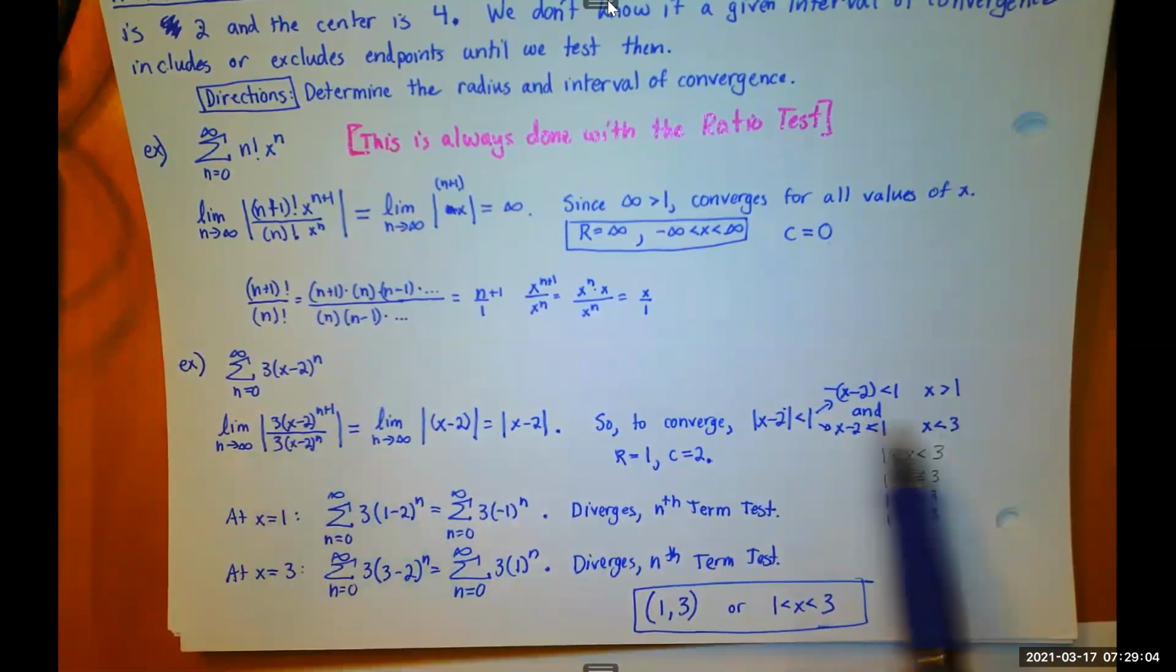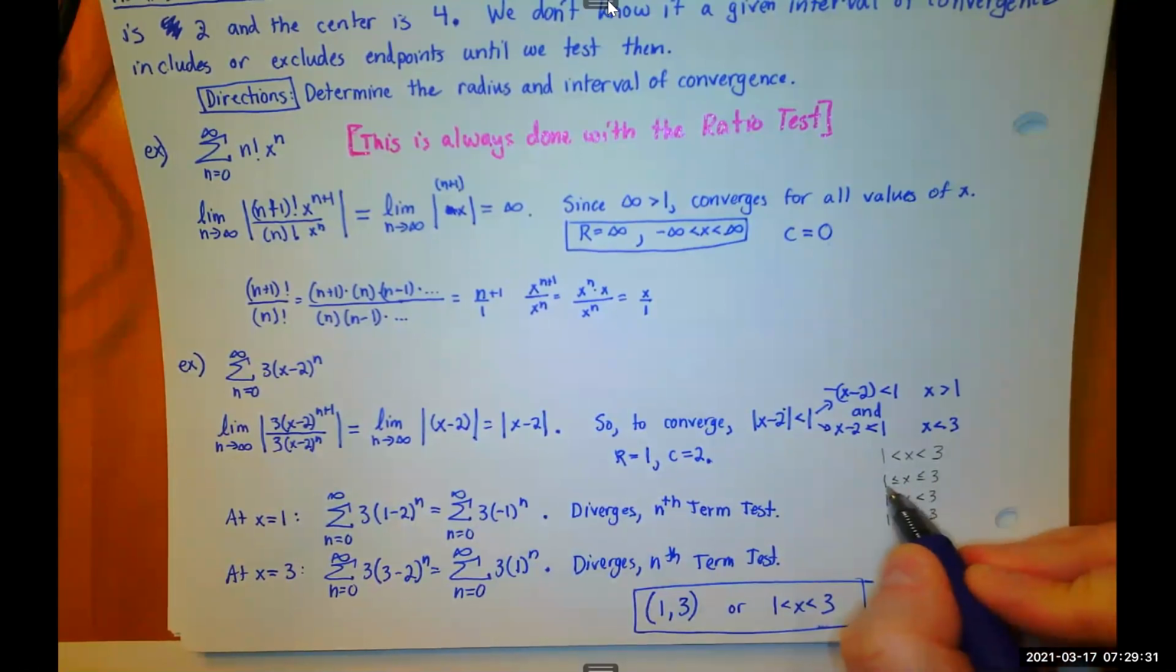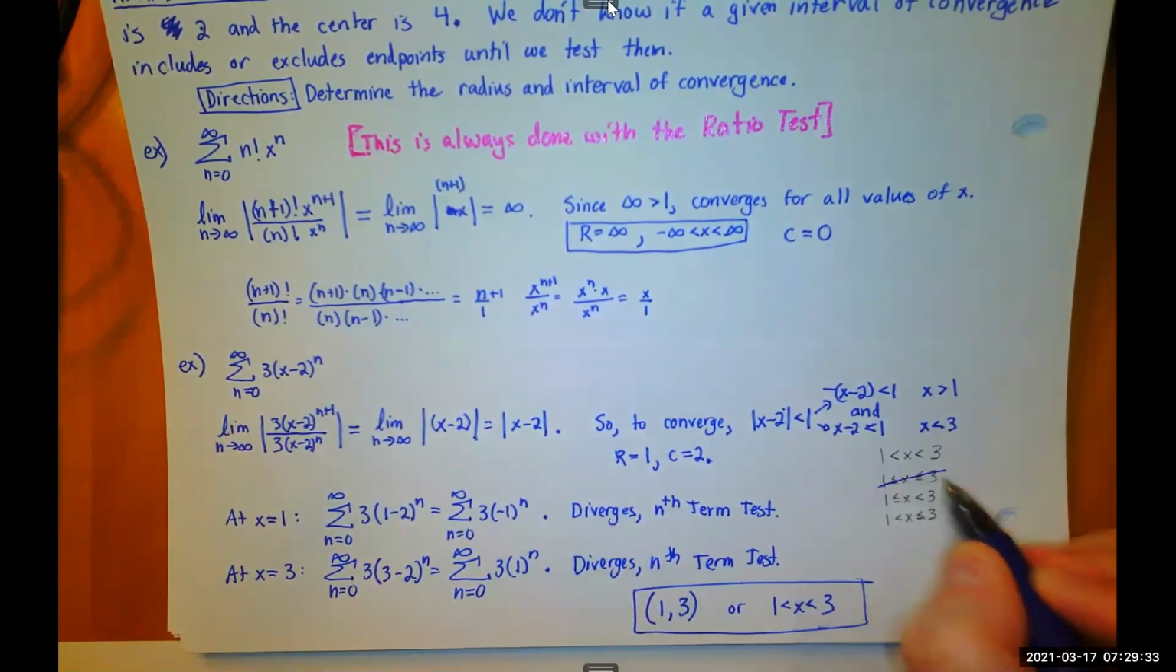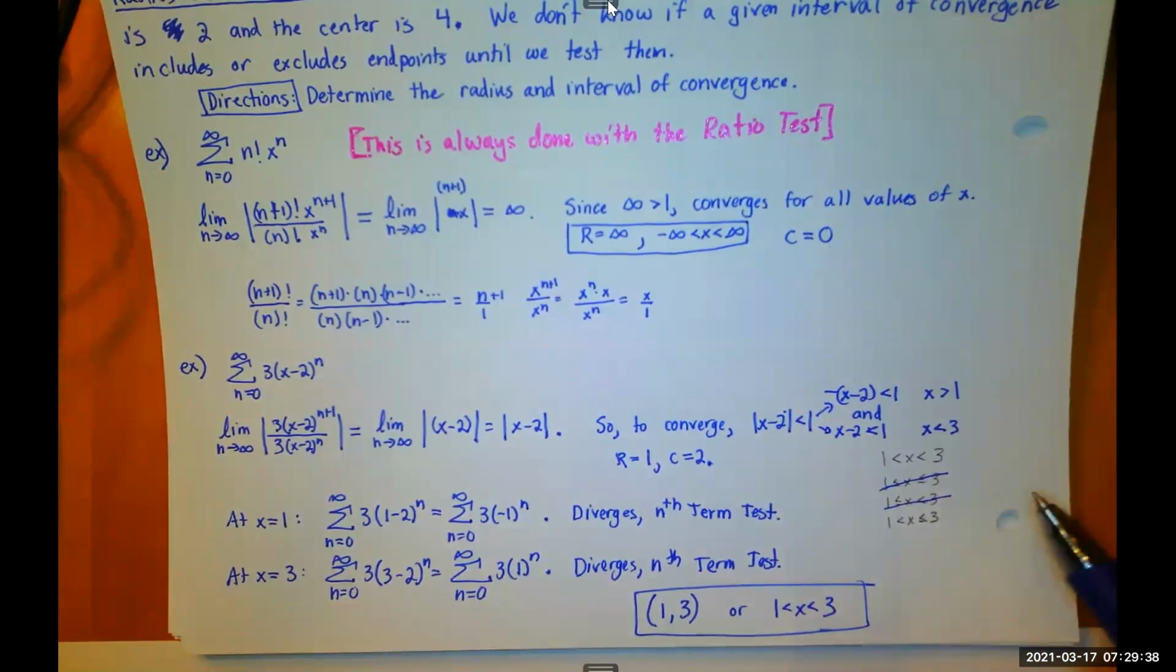So what I literally do is I take 1, I substitute 1 in. So I have 3 times 1 minus 2 to the nth power. 1 minus 2 is -1. So I have 3 times -1 to the nth power, and I have to use a series test on it. Any series test that applies will do. I chose to use the nth term test, and by using the nth term test, I determined that this diverges. So that tells me that it's not this, and it's not this. Because at x equals 1, the series diverges.